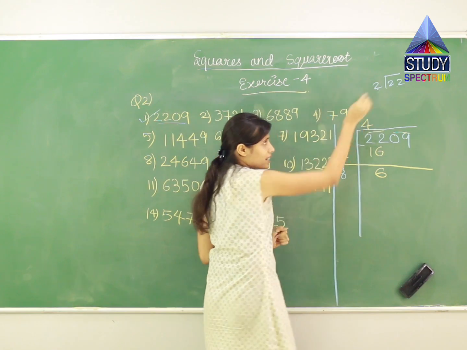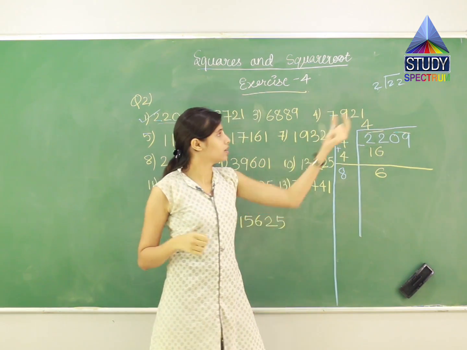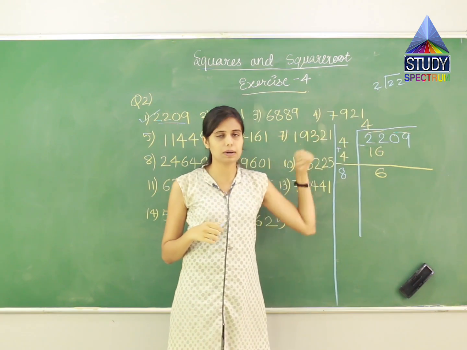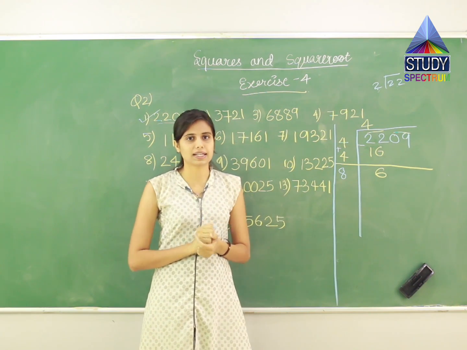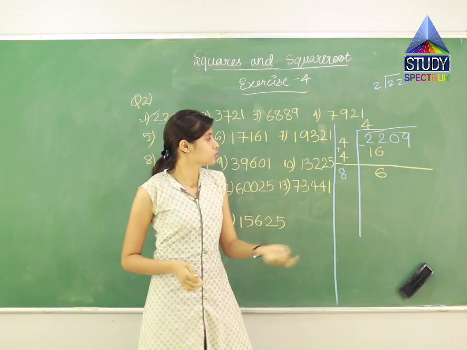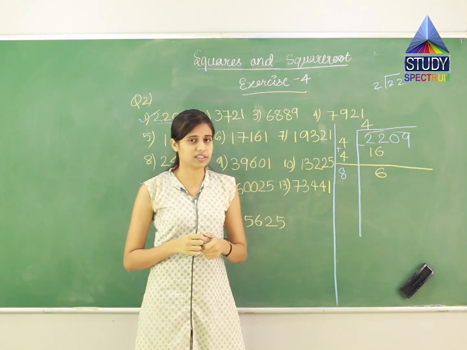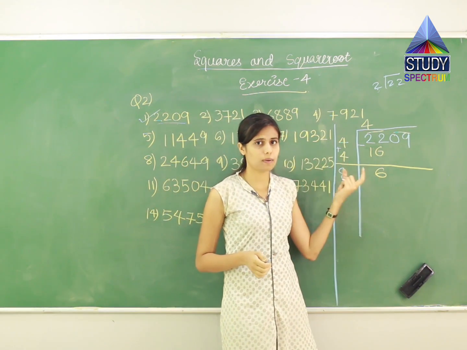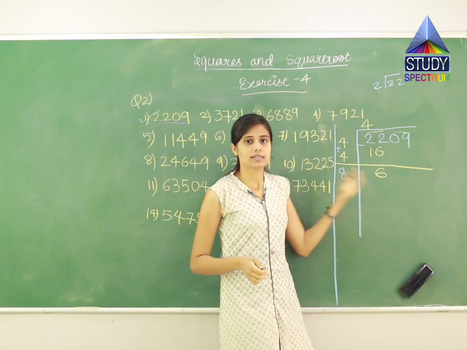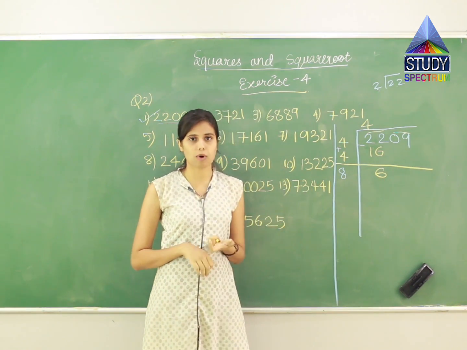So 22 is greater than 8, right? So for a number to be divisible by any other number, the number to be divided should be greater than the number to be divided from. So over here, is 6 greater than 8? No, means the number we have to divide is smaller than the number we have to divide by. So that is not possible, right?